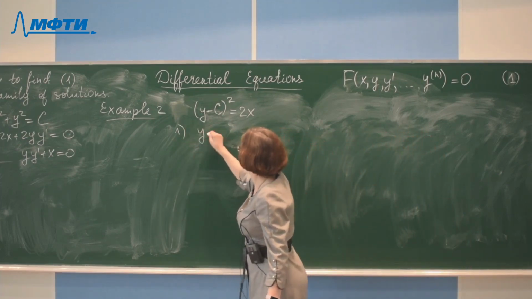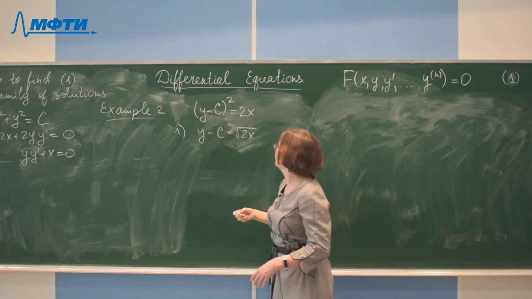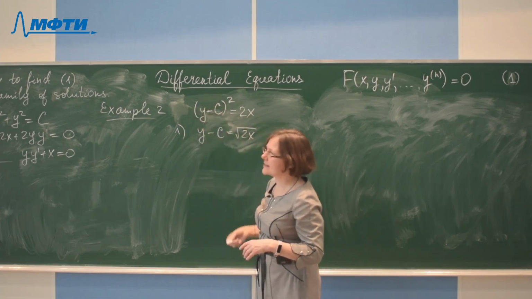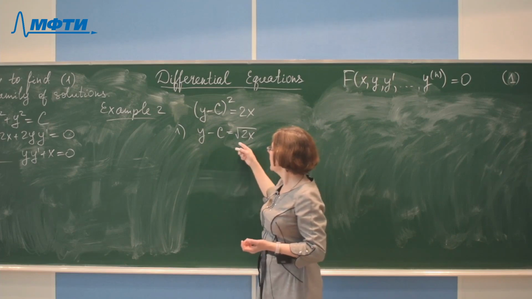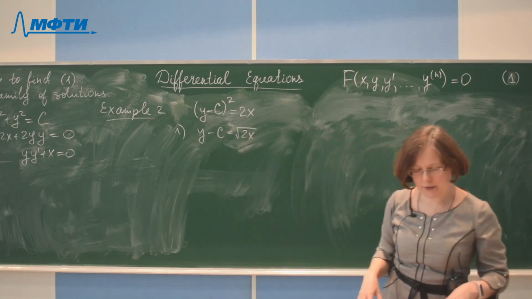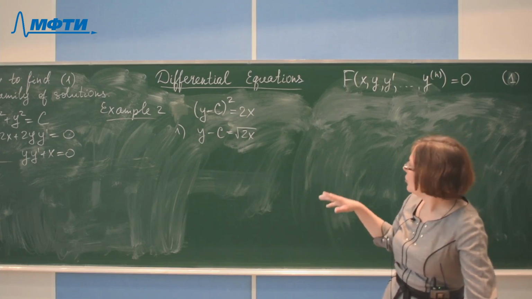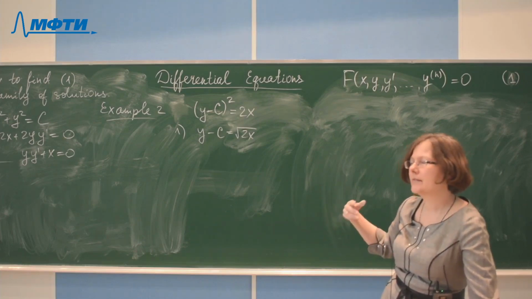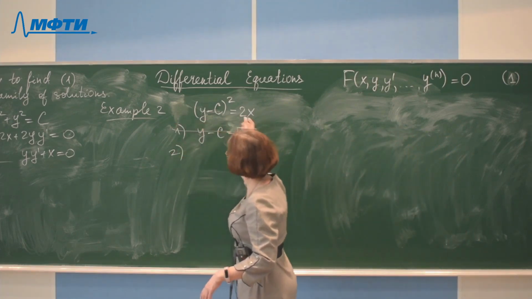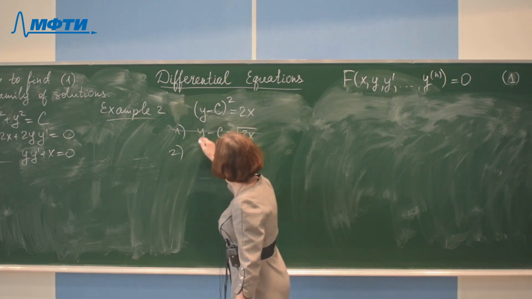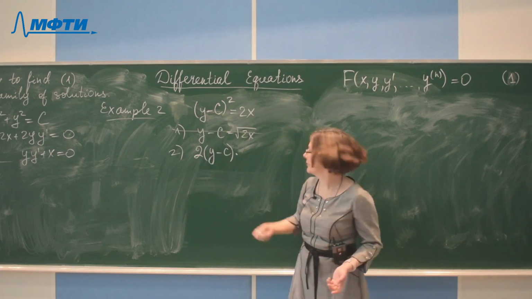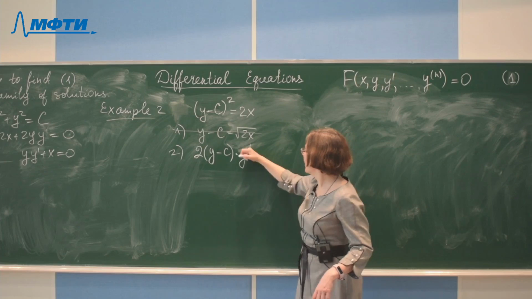So the first idea is to take the square root. Okay, but the problem is the expression y minus c may be negative, right? So if we take the square root, we will have a restriction, so y minus c should be positive then. Or differentiate, right? Instead of this, let's differentiate the original equation. Differentiated implicitly, it will be 2 times y minus c times the derivative of the inside function, so times y prime, equals 2.